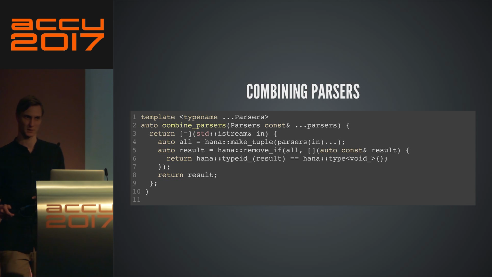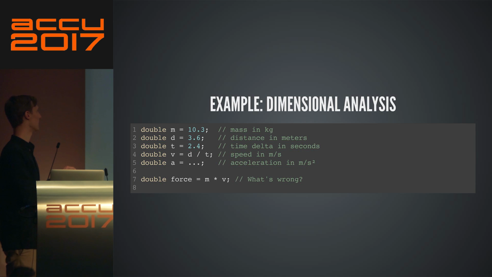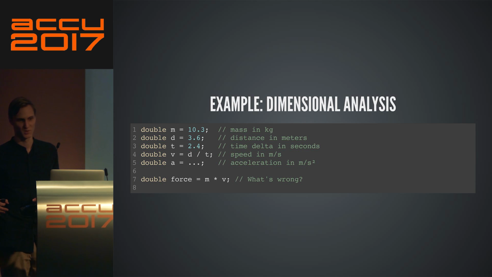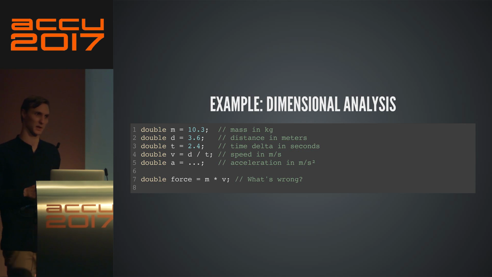OK, on to another example. Dimensional analysis. Who knows what that is? OK, quick primer. Essentially, the idea is we've got quantities, but these quantities have dimensions, or units, rather. And in order for our space orbiter not to crash, for example, we would like to make sure that we don't miscompute an acceleration value or something like that, or that we don't take something that is in meters as being in feet.